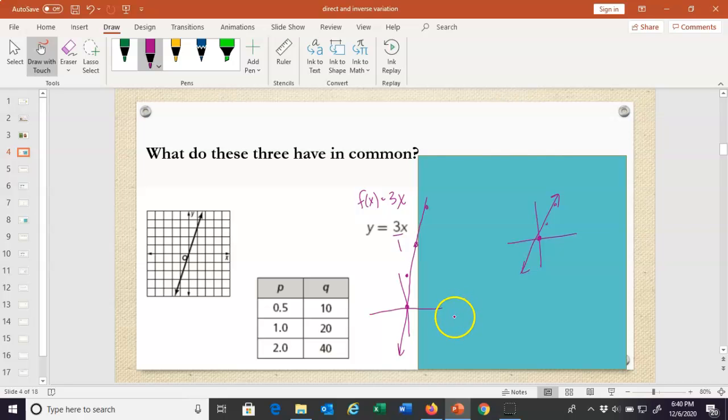It looks like they're all positive slopes. That happens to be just a coincidence, but they are all going through the origin. They also have some kind of constant slope. The slope of this one is 3. This one's going up 1 over 10. This one is up 3 over 1.